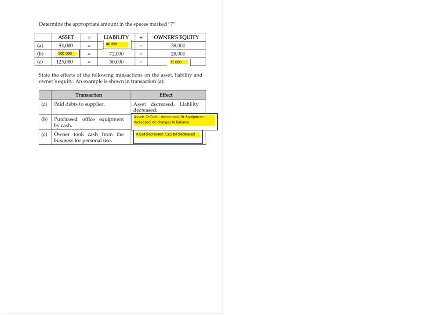The next one, we had some problem with the second assignment. Here you should state the effects of the following transactions which are given. The A is given just as an example of how you should do it. And for the B, let's see the B one. Most students were confused with the B transaction, which is purchase of office equipment by cash. So let's see the first one. First we have purchased the equipment, so we have an increase in equipment, right?